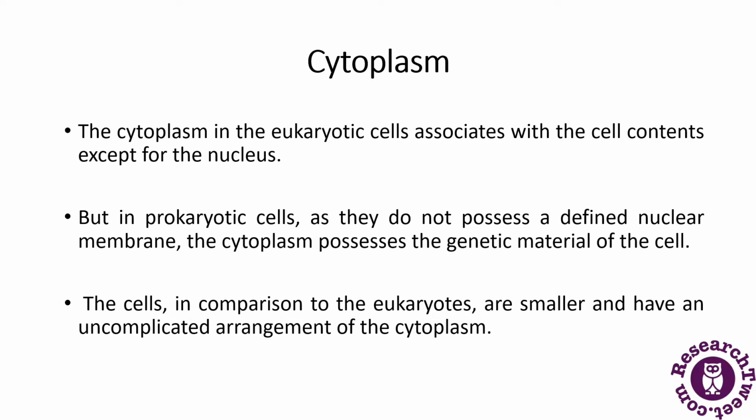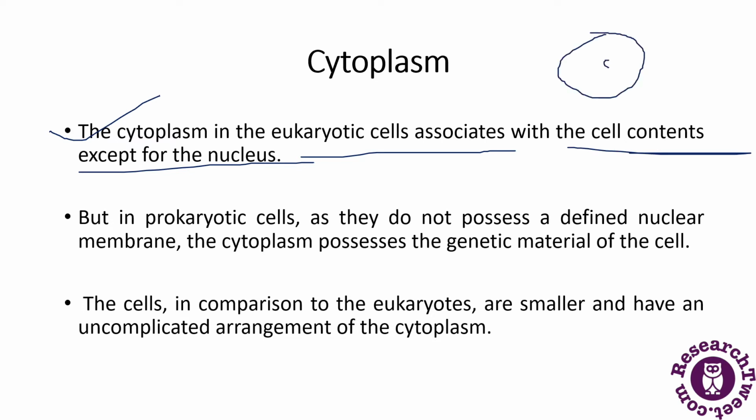Next, what is the cytoplasm here? In eukaryotic cells, the cytoplasm comprises all the cell contents except for the nucleus. The nucleus is present here, and all the other organelles are in the cytoplasm. But prokaryotic cells do not possess a defined nuclear membrane, so the cytoplasm possesses the genetic material of the cell.